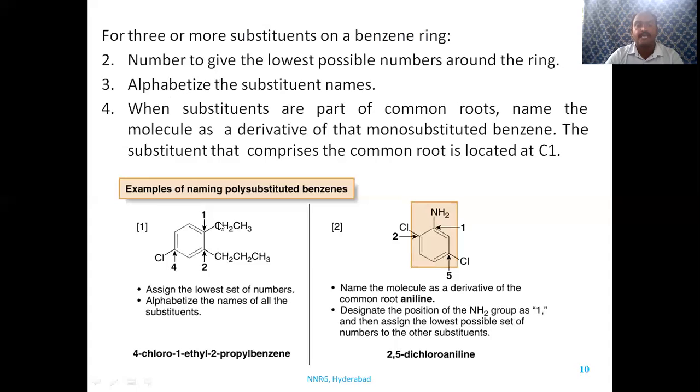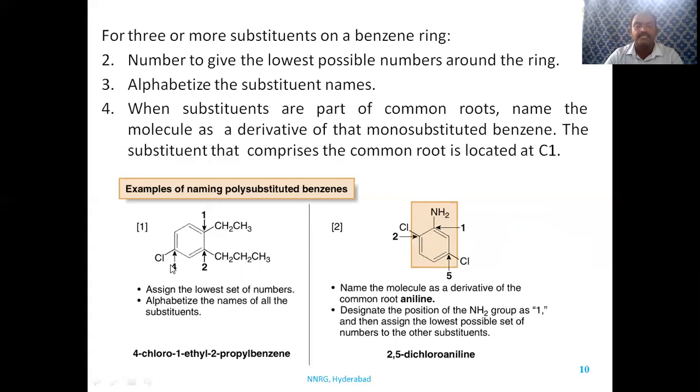So if I take preference for the alkyl group here, I can start from here: 1, 2, 3, 4, 5, 6. The numbering count goes high. So I will take this carbon with the ethyl group as number 1, then 1, 2, 3, 4, such that the ethyl group has the first number, the propyl group has the second number, and the chlorine has the fourth number. So this is getting the least possible numbers. So I prefer assigning the lowest possible numbers.